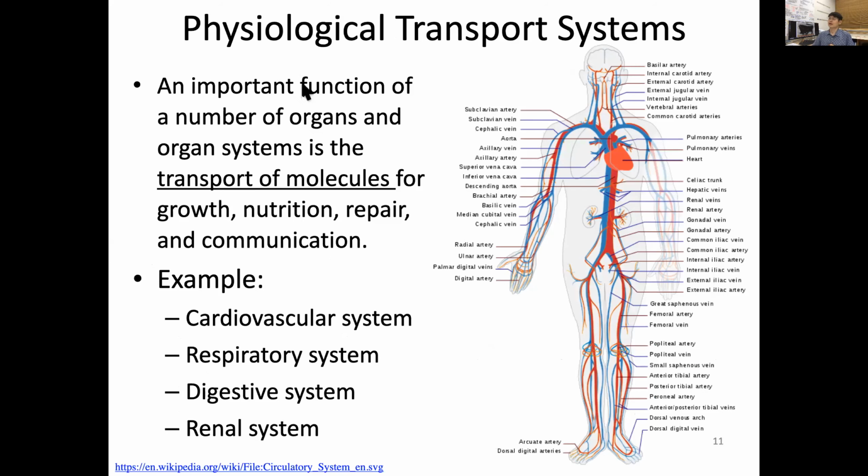Here comes a picture of the cardiovascular system as an example. A very important function of a number of our organs and organ systems is in fact the transport of molecules that are required for our growth and nutrition and repair mechanisms and communication within the body, such as hormonal transport. Such an example is here, cardiovascular, and on the next pages the respiratory system, digestive system, and renal system. All these physiologically important organs, their function is in fact a lot about transporting molecules.